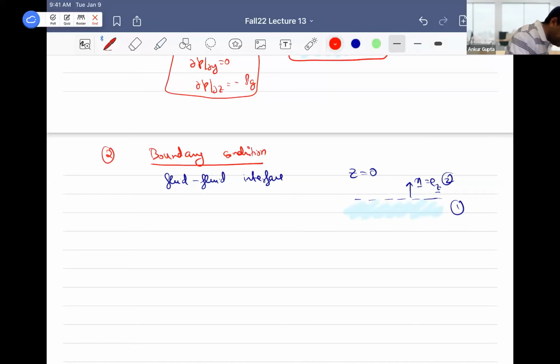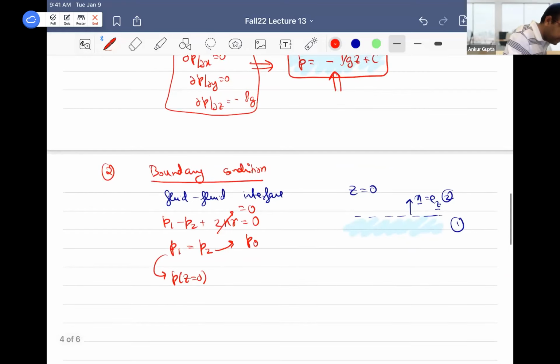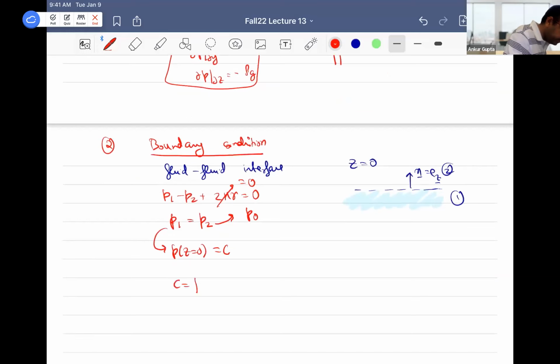So we get P1 minus P2 plus 2 H gamma is equal to 0. H is equal to 0 because it's a flat interface. And so P1 is equal to P2 at Z equal to 0. And this is the air one, so we know this is P naught. And remember that this is my P at Z equal to 0, and pressure I already know is minus rho GZ plus C. So this is equal to C. So this means C is equal to P naught.